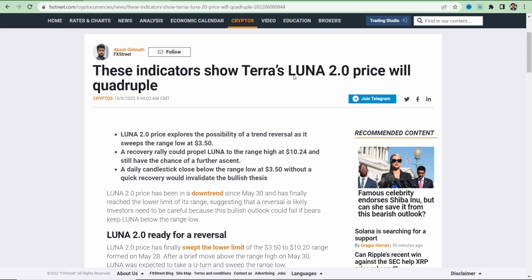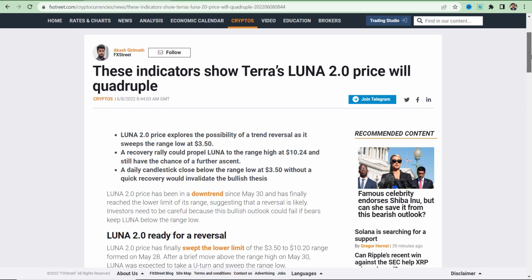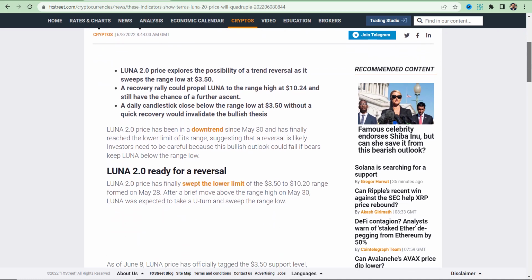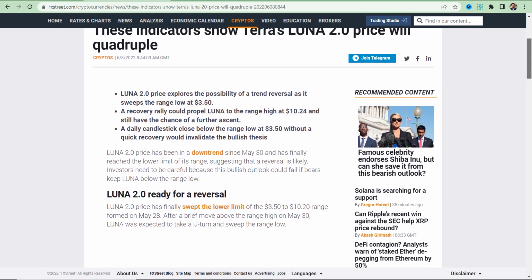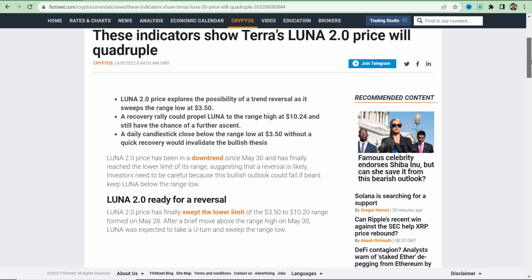So I was just going through the internet and I saw this article. It says these indicators show that the Terra Luna 2.0 price will quadruple. Well, you can see right in front of me. Let's just see what they mean by that. I mean, this is fascinating. If this is just for attention grabbing, that's fascinating, definitely. But if there is something that we can suck out of this article, that might be good for us.